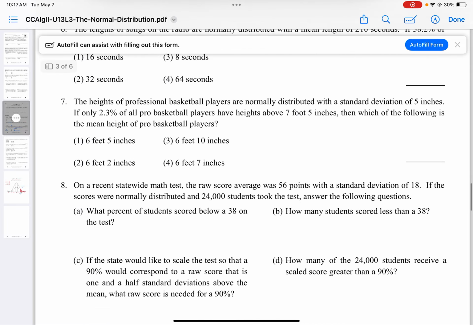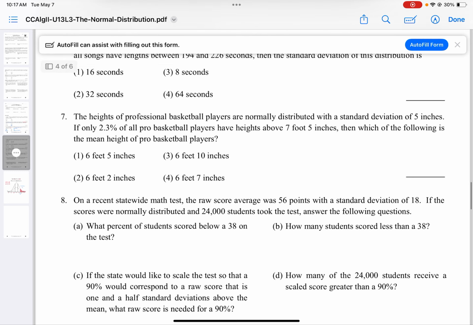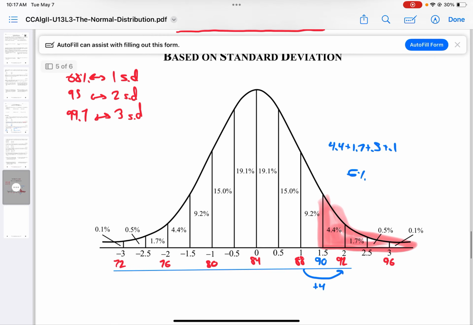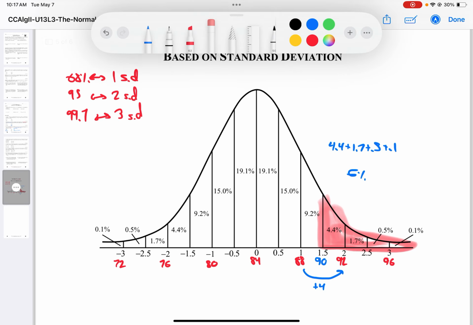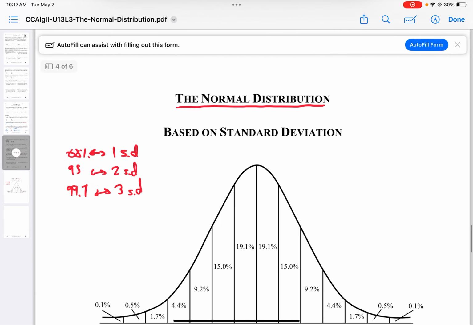Let's do one more. Recent statewide math test, raw score average, the mean, was 56 with a standard deviation of 18. So that's a pretty large standard deviation, which kind of tells me that there's a wide spread of scores here. We have students that did really well, and we have students that did very poorly. So 56, standard deviation was 18.